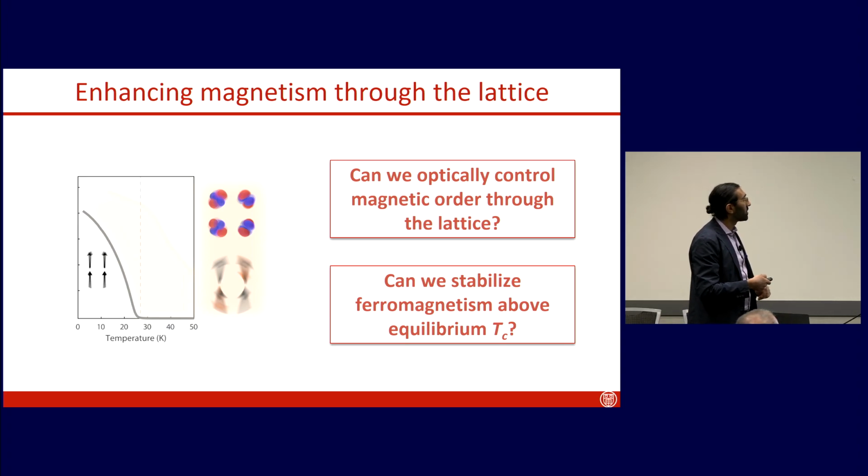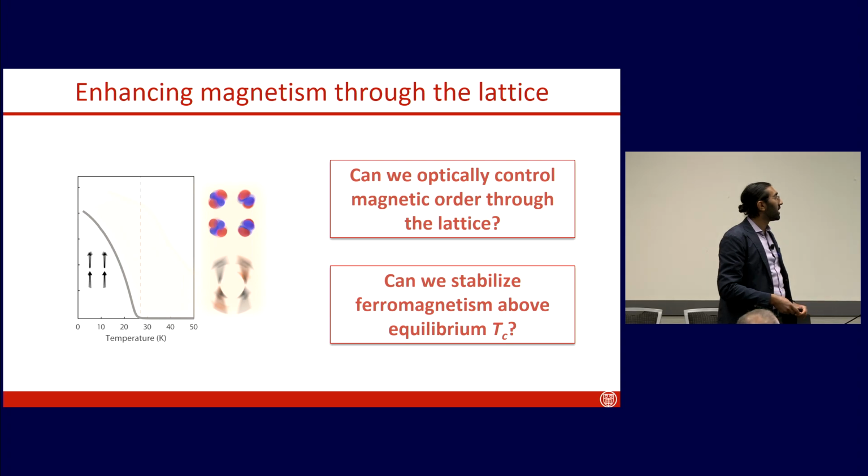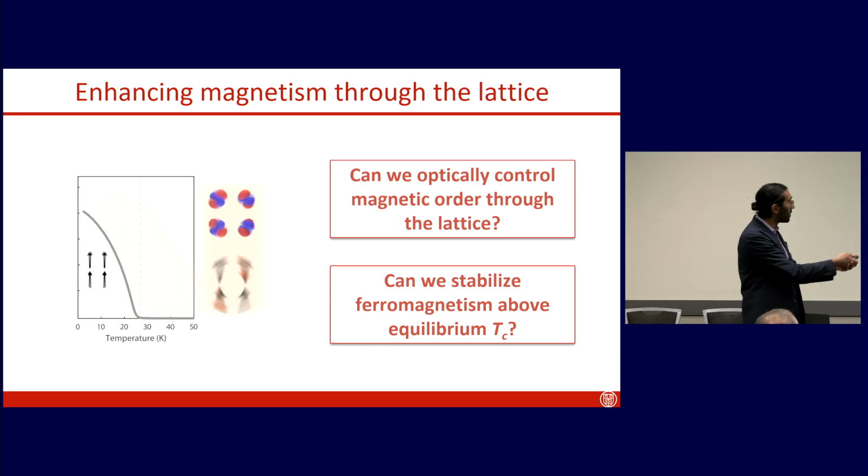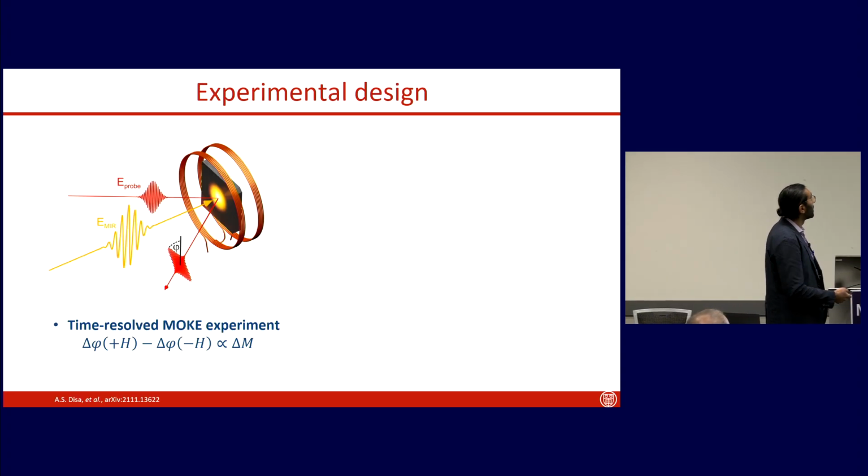And so this really makes it a perfect system to try to understand whether we can first optically control magnetic order through the lattice, because we know of the strong coupling, and also possibly stabilize this fluctuating precursor state at high temperatures. So that was the goal of an experiment that we carried out on yttrium titanate.